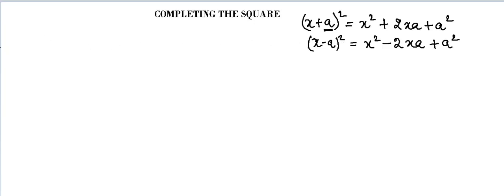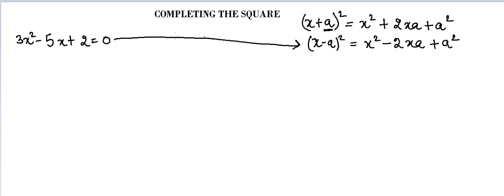I am taking the same question which we took earlier to solve using middle term splitting. It is 3x square minus 5x plus 2 is equal to 0. This equation is somewhat similar to this form, and that's why we are going to use it. We have to change this standard form of equation into this form so that we can write it as a complete square. This is the very first mindset to solve such questions.